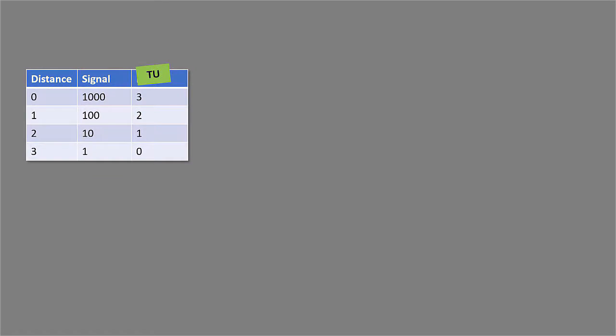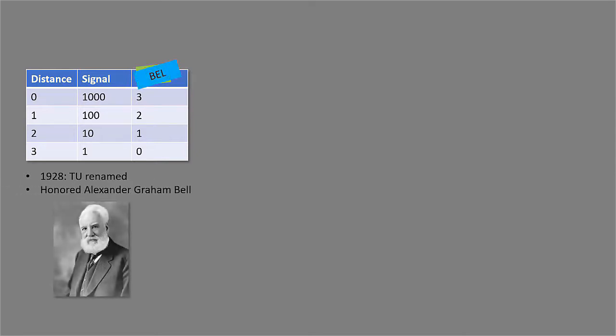In 1928, the folks at Bell Labs decided to rename the transmission unit to the Bell, in honor of the company's founder, Alexander Graham Bell. So, where does deci come from? Well, deci means 10, so decibel means 1/10 of a bell.